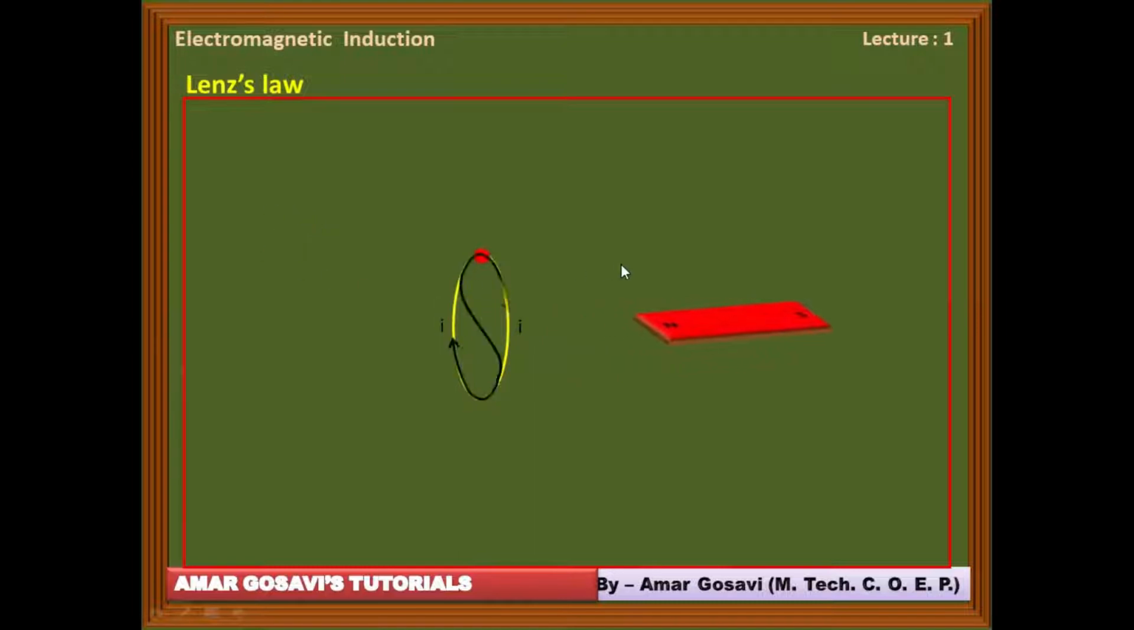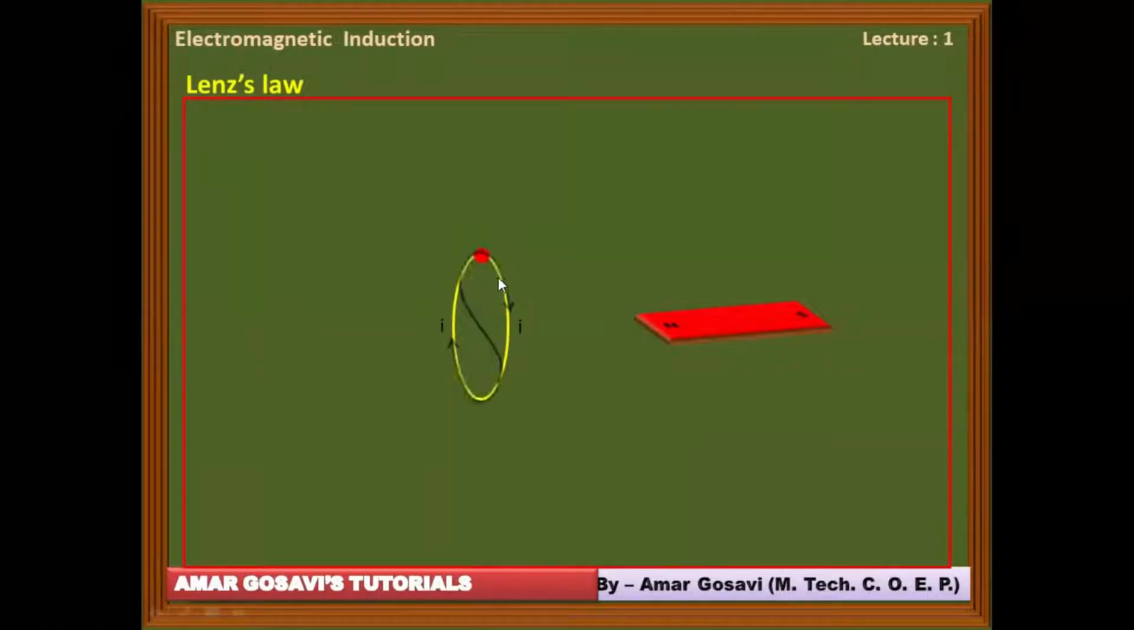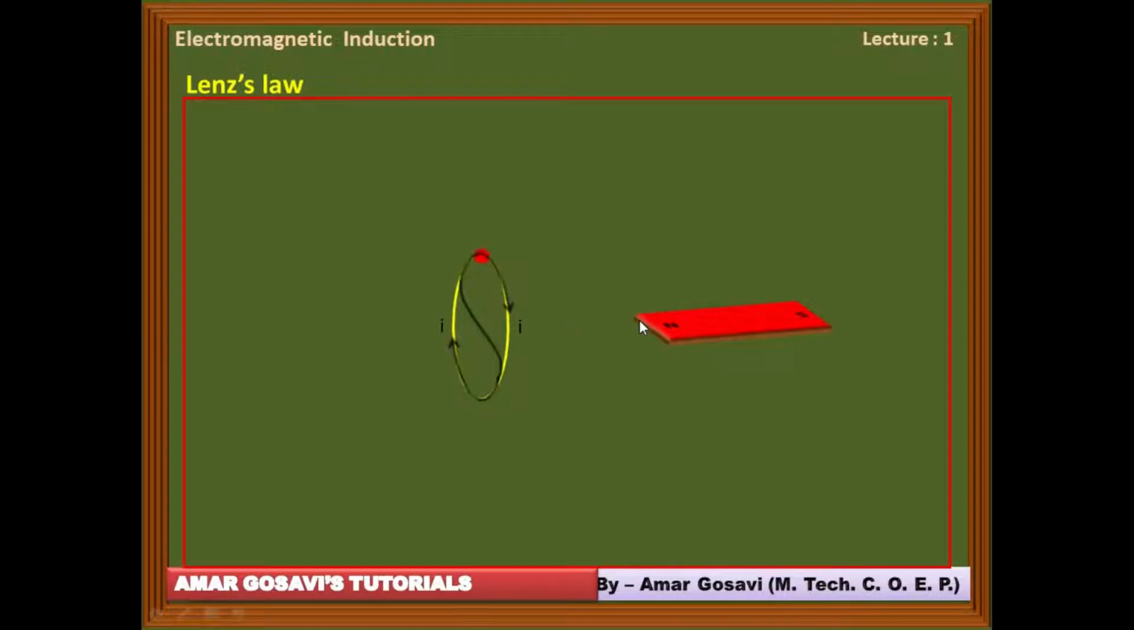If you try to move this magnet away, then the current reverses. Current is induced, but the direction reverses in such a way that it creates its own magnetic field of south polarity. Now this south polarity will try to attract the north pole, so it's not allowing the magnet to come close to it, neither is it allowing the magnet to move away from it. That means it is trying to keep the magnet stationary.